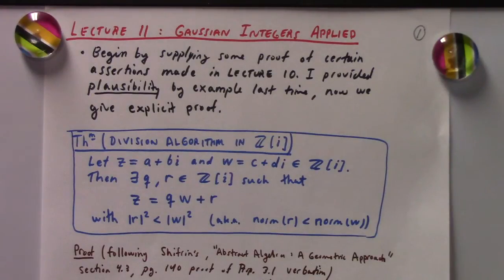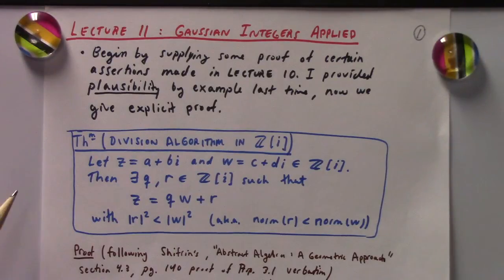Okay, so this will be lecture 11, Gaussian integers applied. This is to make up for the snow day. Basically, I'm hoping to finish chapter 6 here as quickly as I can. I'm going to use a slightly different format than I've tried before. We'll see how this goes.